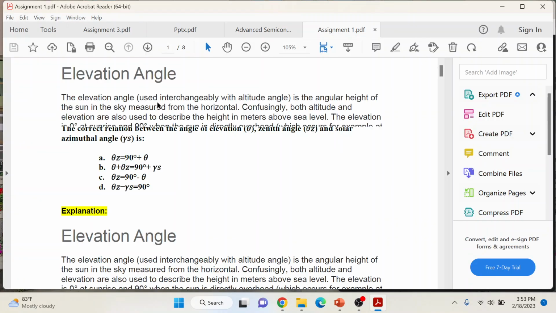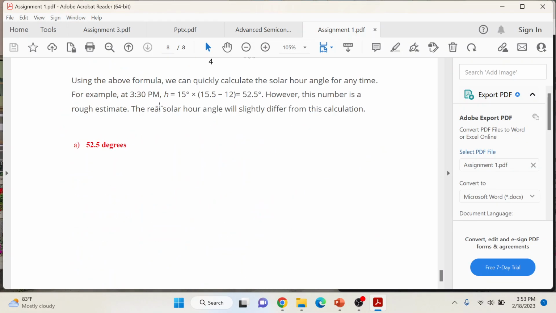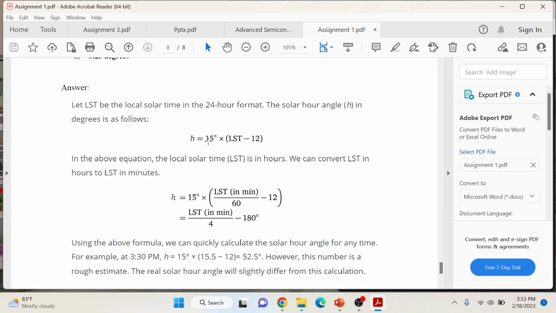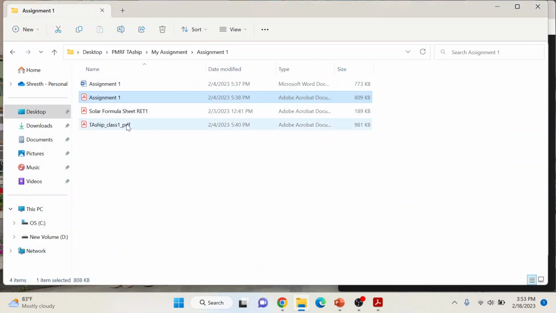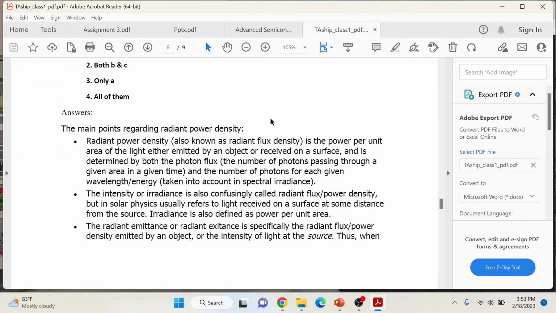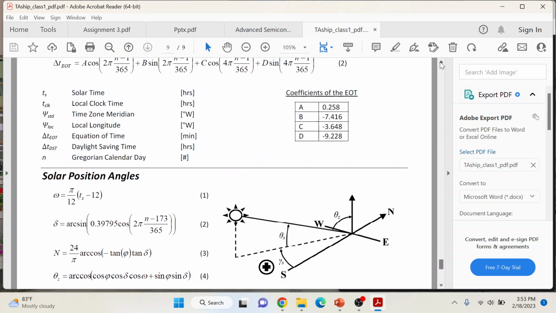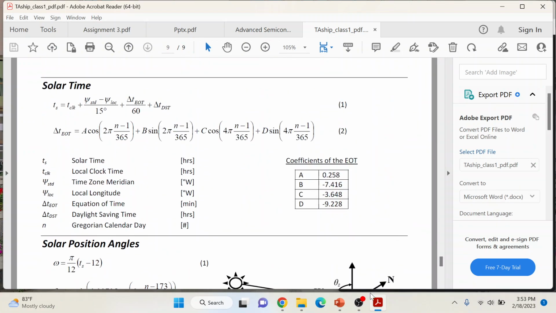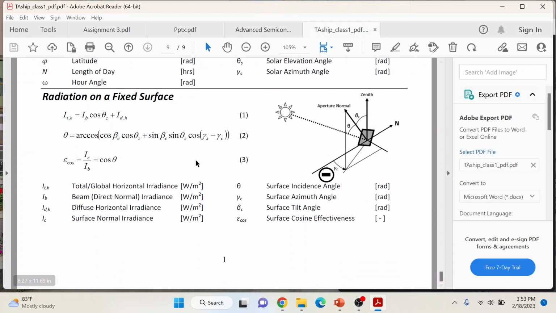See, assignment one, when I shared a detailed solution, along with assignment one I also shared this formula at the last. This formula was there, no? I made this solar formula sheet so that you can go through the formulas on one page. I summarized all the formulas of solar time, the solar position angles, and the radiation on a fixed surface.